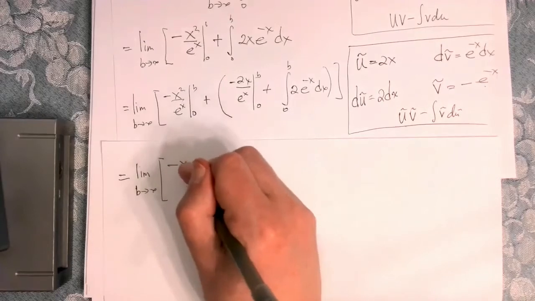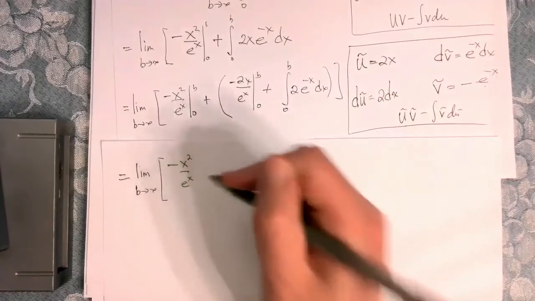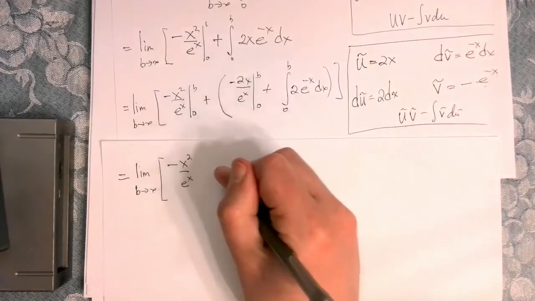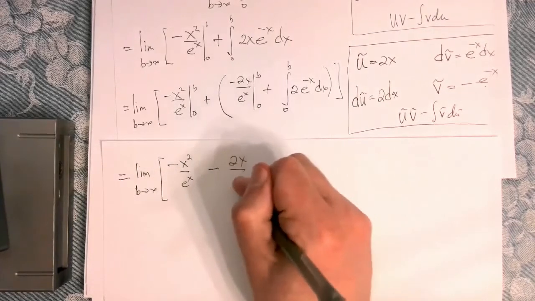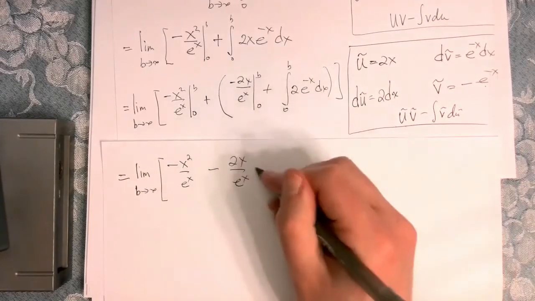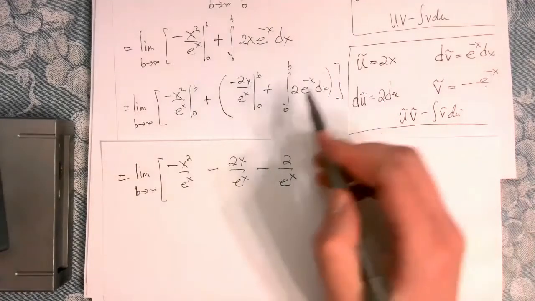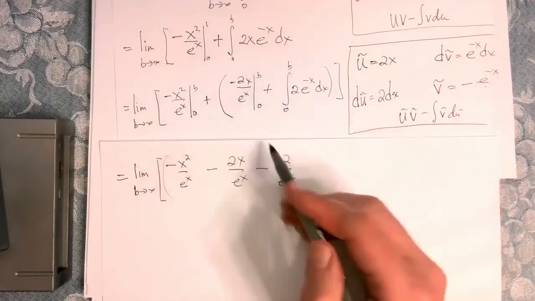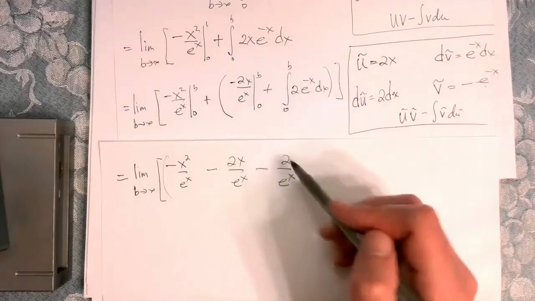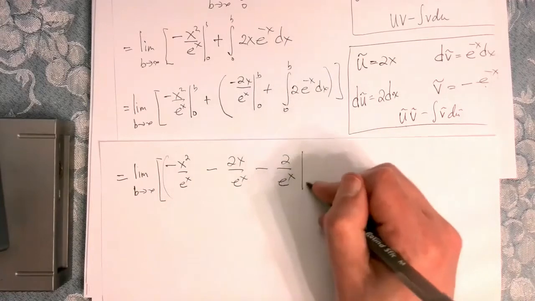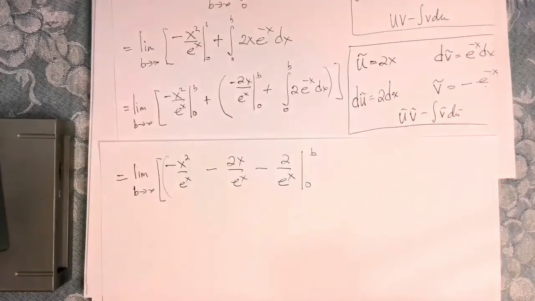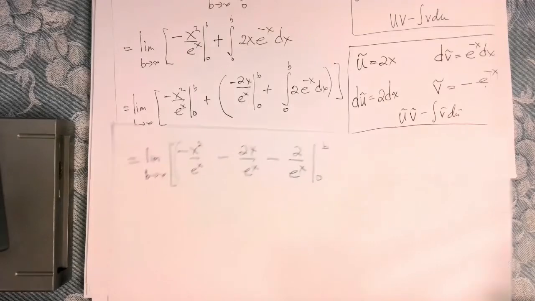Okay, so here we've got minus x squared over e to the x. And then here, right, we've got minus 2x over e to the x. And then here, when I integrate, it's going to be 2 over e to the x. See if that makes sense. I'm sure for most it does. But don't be afraid to take a moment to see if that makes sense. And the whole thing from 0 to b. Okay, good.